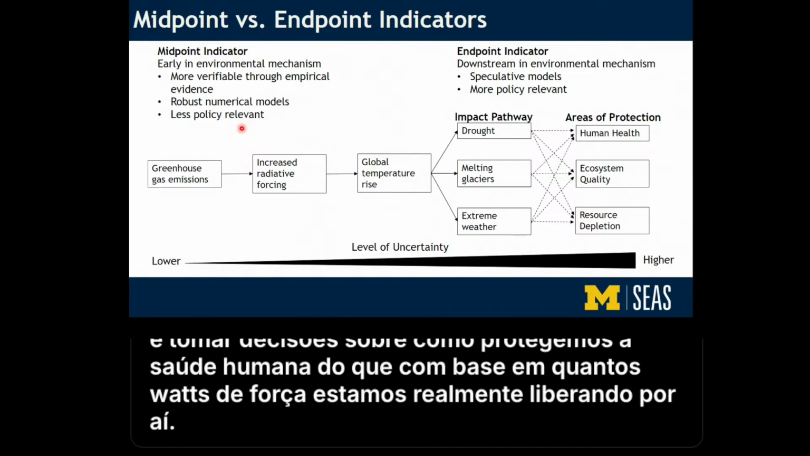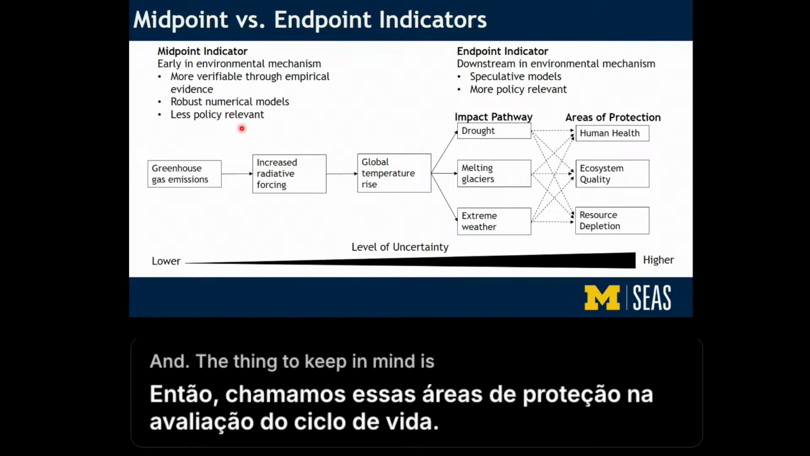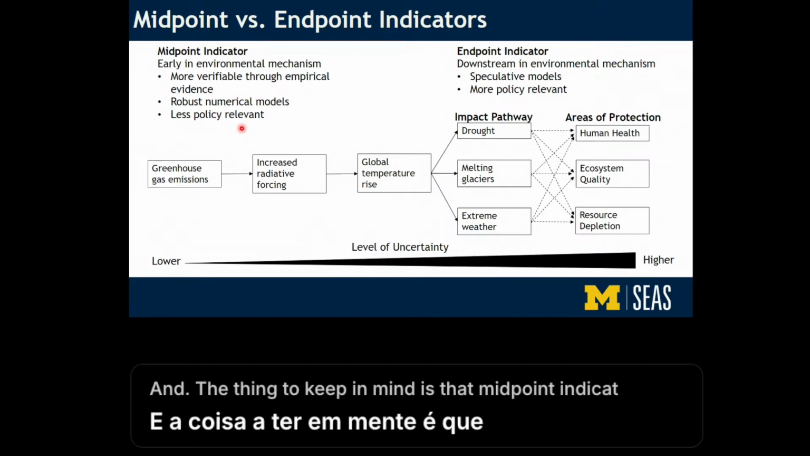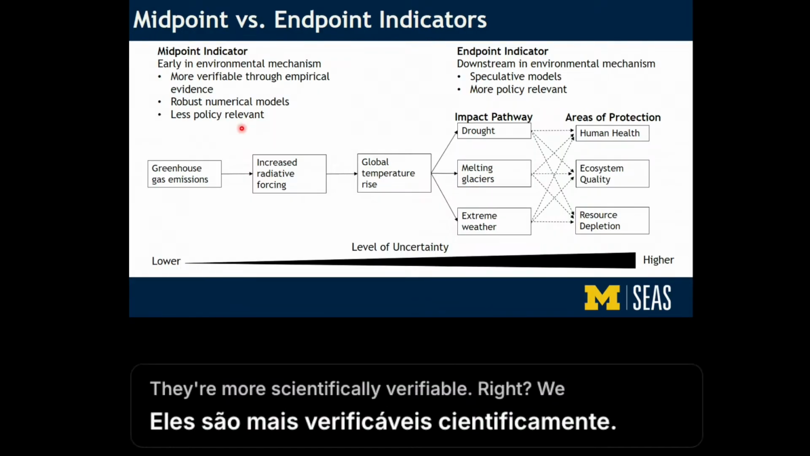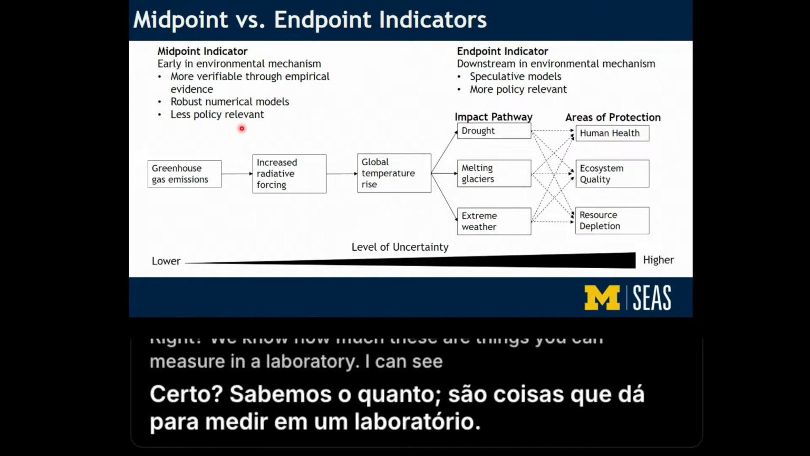And the thing to keep in mind is that midpoint indicators have lower uncertainty. They're more scientifically verifiable, right? We know how much; these are things you can measure in a laboratory. I can see how much methane actually heats the atmosphere. I can measure that.